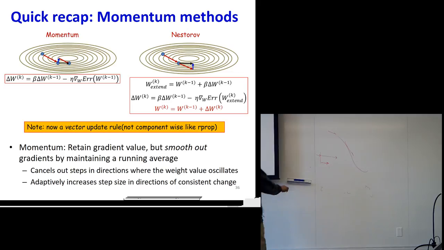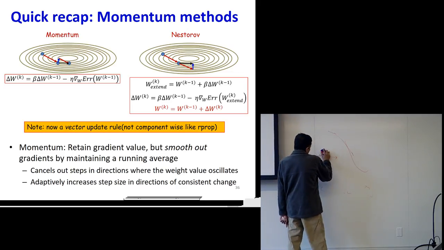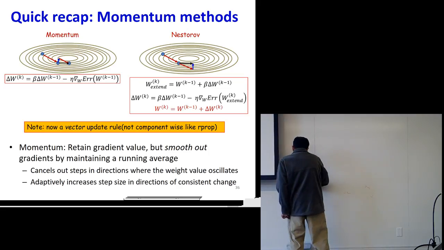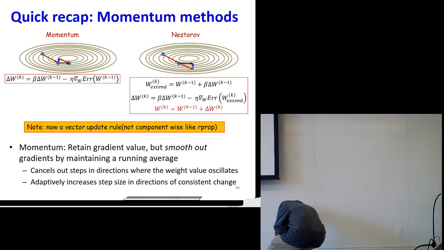But let's look at the other side. So let's say I have derivatives which swing forward and backwards.